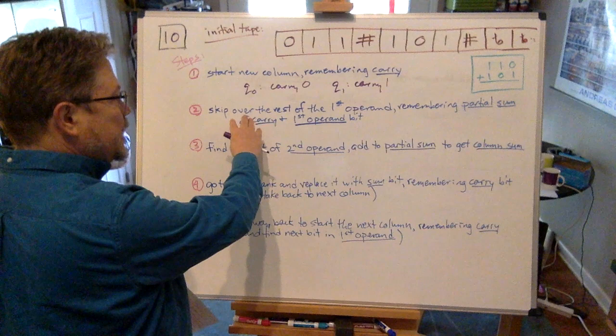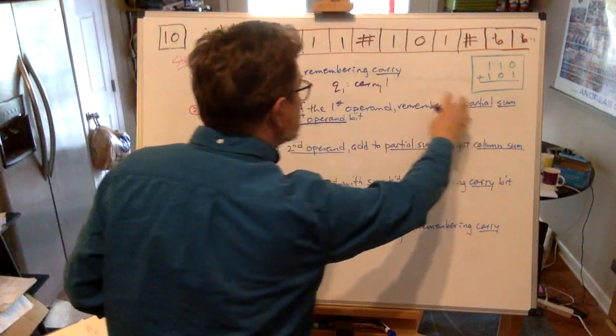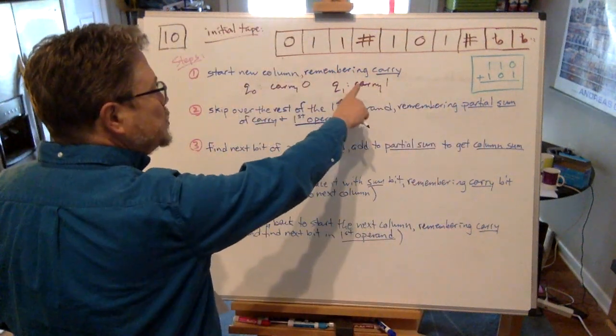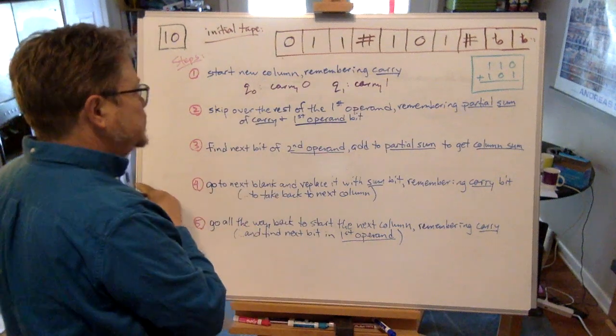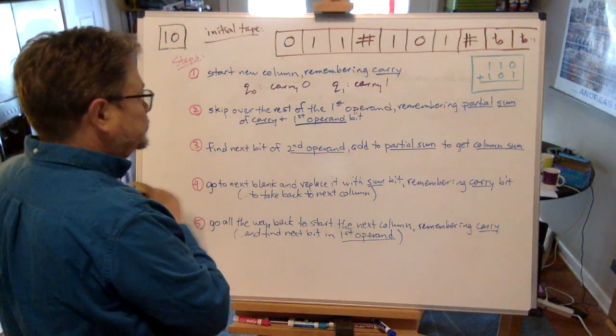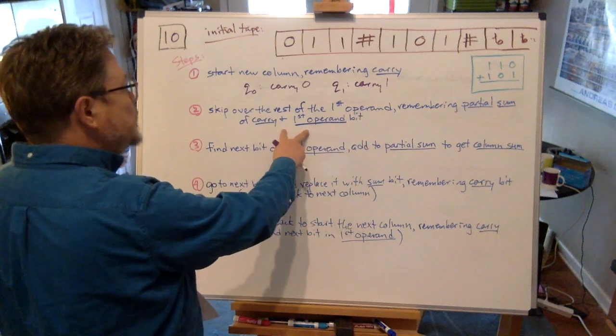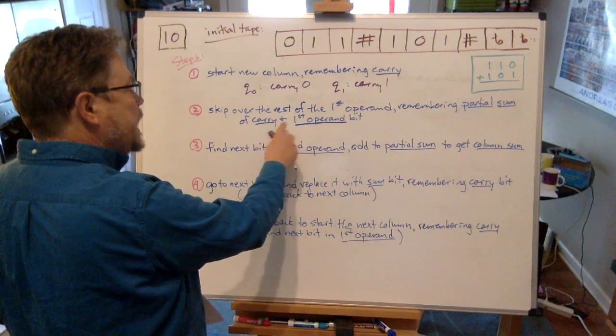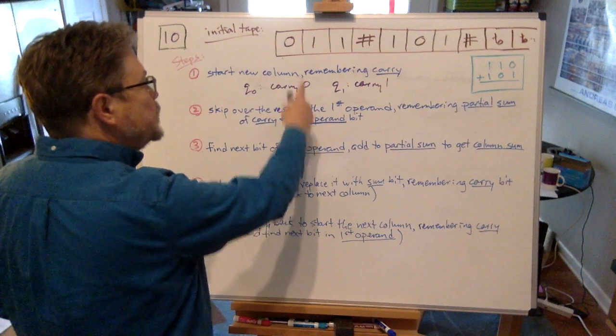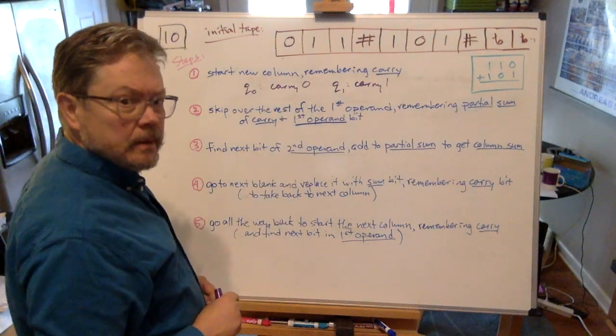This is kind of stated backwards. We calculate this partial sum first. We add the carry bit of 0 or 1 to whatever bit we find on the tape. So, skip over the rest of the first operand, remembering this partial sum that I just now suggested that we're going to add. We're going to add the carry value and the first operand bit that we just now found.